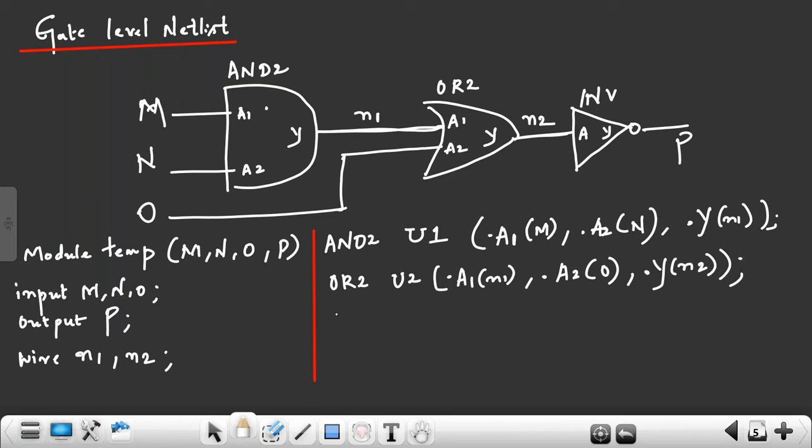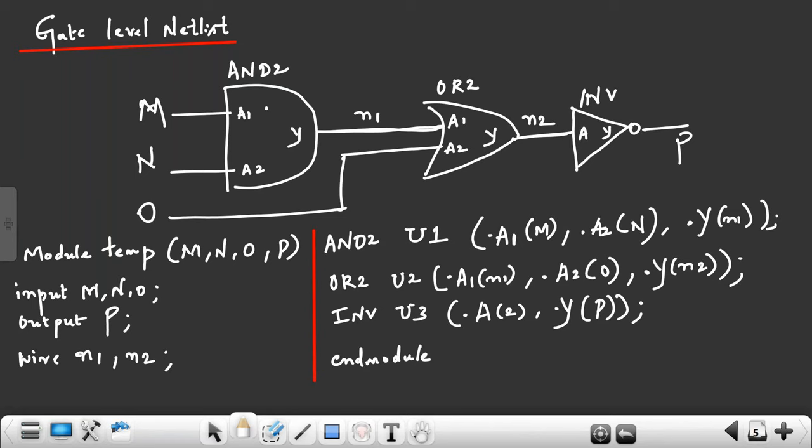At last I have the inverter, right? This inverter has the instance name U3, and dot A of N2, comma, dot Y of P. The Y pin is connecting to P. End module. Only this information should be present in the netlist: gates and their connections. No assign statement, no if statement, no case statements, nothing. Only gates and their connections.